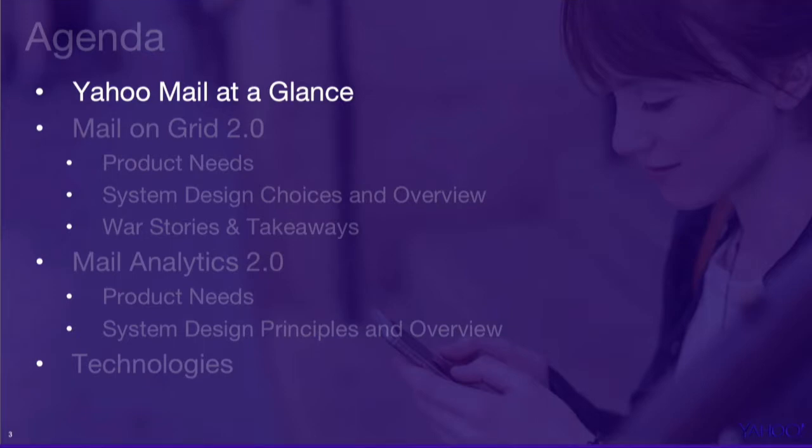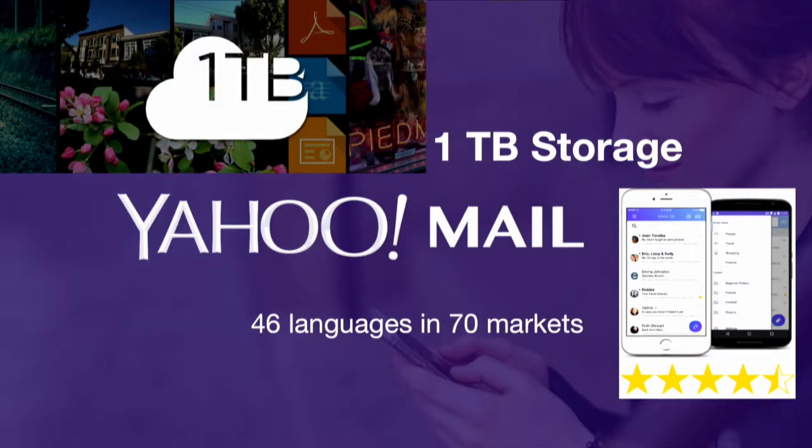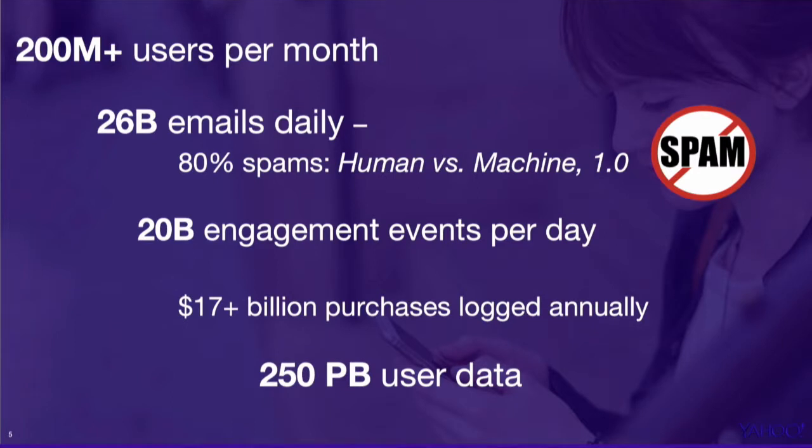So first of all, Yahoo Mail. As a consumer-facing product, Yahoo Mail offers a lot of storage for the users, 1 terabyte, which is orders of magnitude more than our competitors. It also has a fairly well-received universal mail client, constantly winning great reviews on various app stores. It's a global product. It supports 46 languages in 70 markets. But what's more interesting for you guys, I guess, is what does it look like from a data perspective?